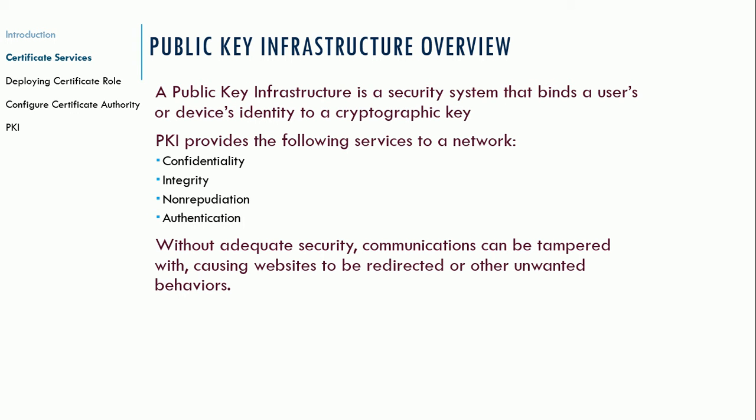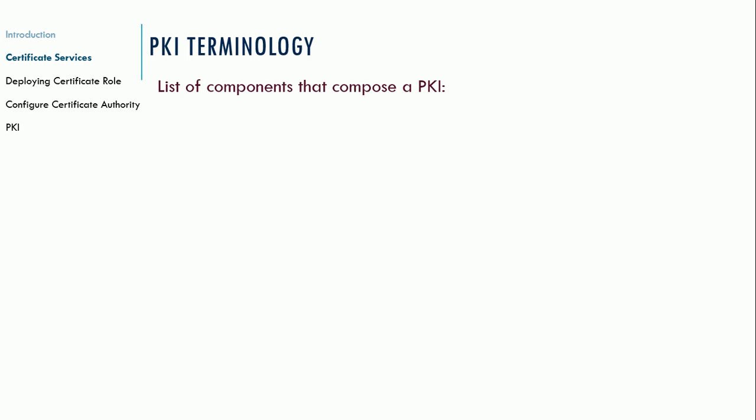And you can imagine authentication is pretty important with Active Directory, so that goes without saying. I think confidentiality and integrity are fairly well known to most people. But non-repudiation is basically not being able to deny that you sent a message or that you did something. So it ensures that you are who you say you are. That's basically what non-repudiation is for. So PKI allows us to do all of these things. Without adequate security, communications can be tampered with, causing websites to be redirected or other unwanted behaviors. So you can imagine it's fairly important.